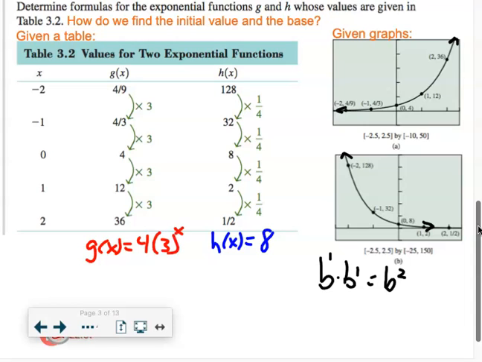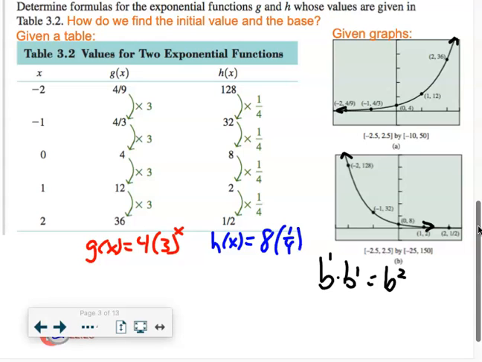And then we need our little exponent. So in h of x, again, they're helping us out a lot here. We notice, hey, this one's going down this time. Well, the way that that happens is if it's exponential decay. And to be exponential decay, the base has to be a fraction between 0 and 1. And that's what's happening here.